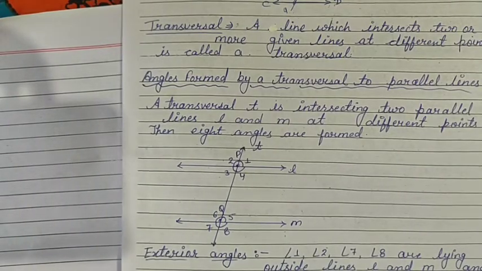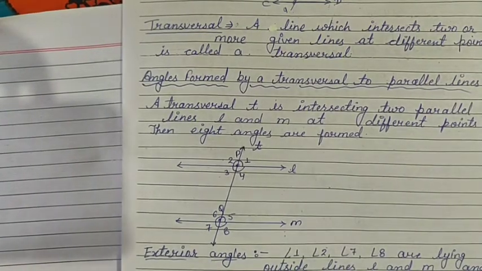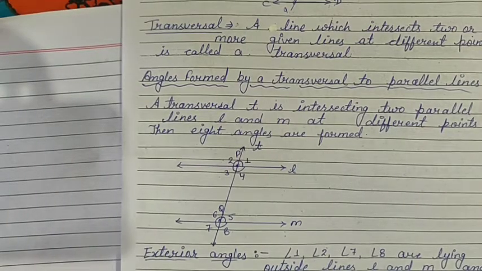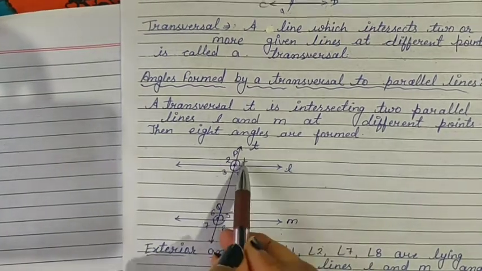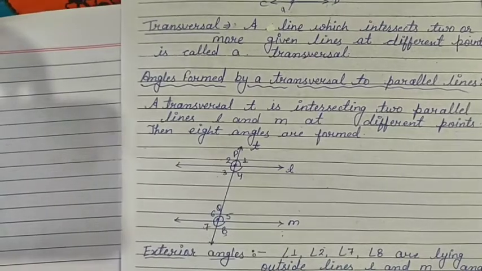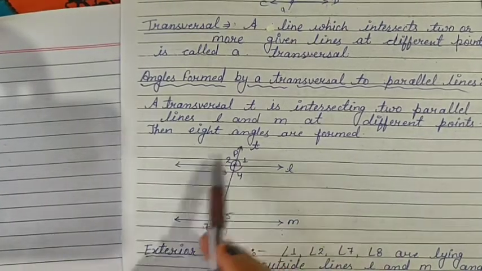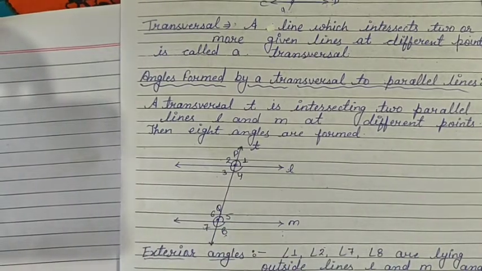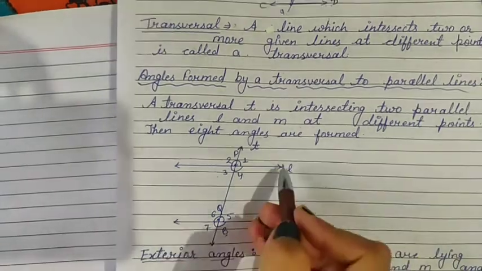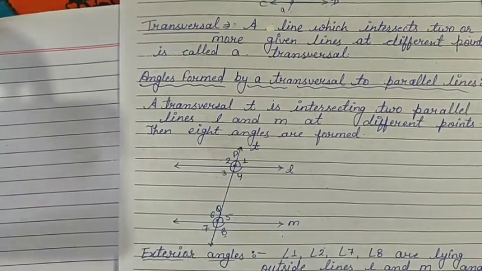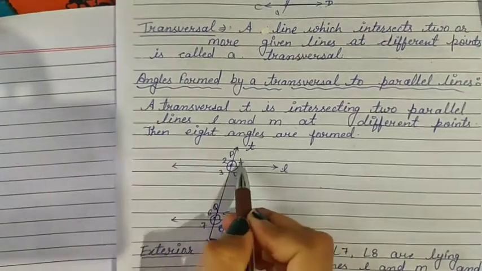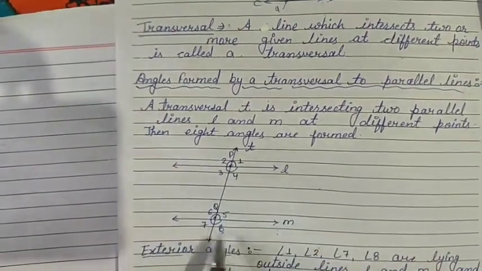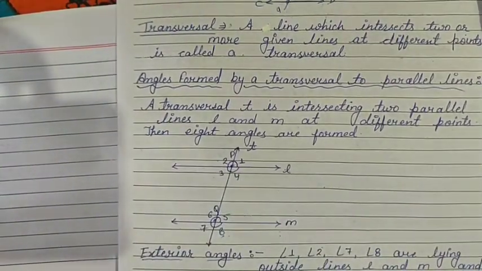Now exterior angles. Which angles are exterior angles? Angles 1, 2, 7 and 8. These are exterior angles because these angles are lying outside the lines L and M. So these are called exterior angles. Angles 1, 2, 7 and 8, these angles are exterior angles.